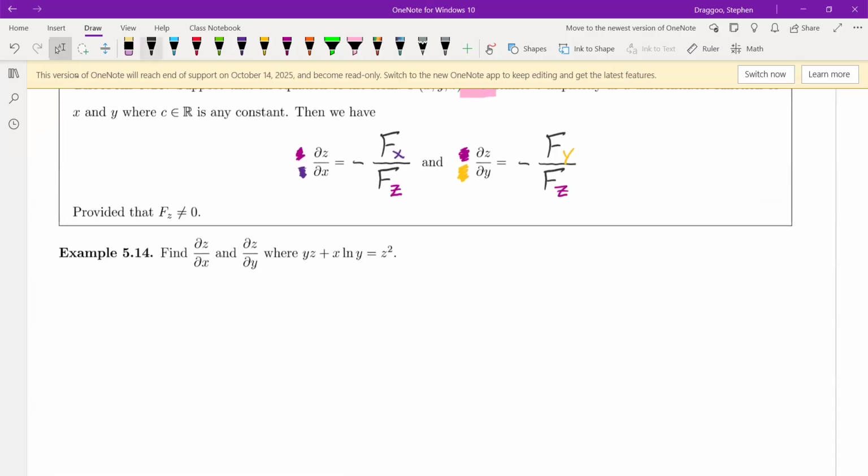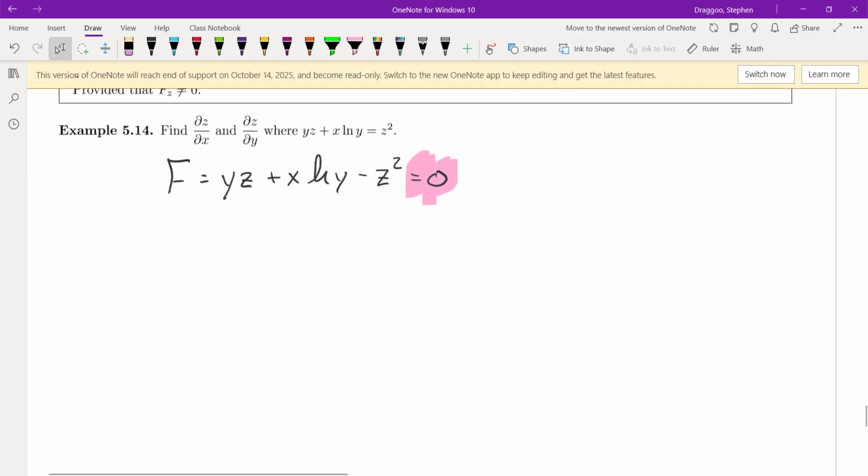So let's go find our function here. So f of x, y, and z, I'll just call it f for simplicity's sake. It is yz plus x natural log y minus z squared. Really some fine ambiance in this room today. It equals 0. Okay. Again, it is pretty critical that I get equals 0 over on the other side. So before I start, I just need to make sure all of my terms are on one side. And then I can start taking a bunch of derivatives.